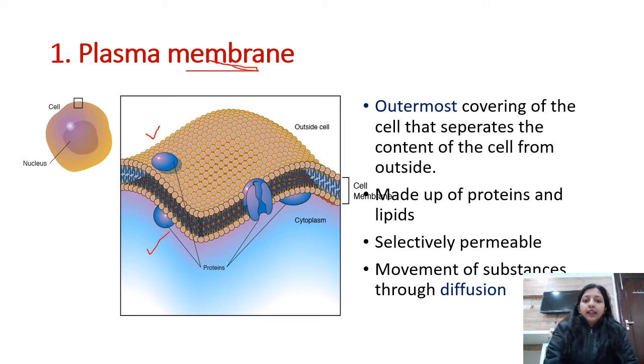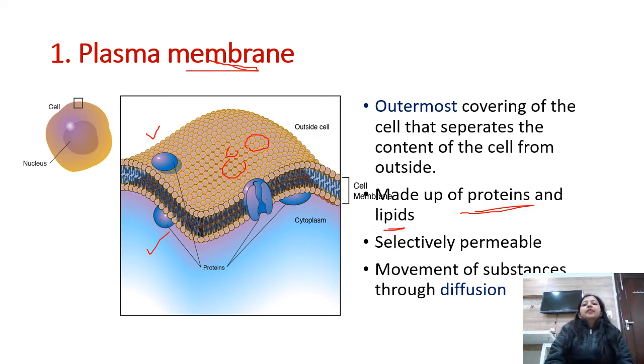As you can see in the diagram, there are brown bubbles. These are actually the lipids which are forming a sheath. And in this, you can observe some blue bubbles. These blue bubbles are actually the proteins which are embedded into the lipid layer. So you can say the plasma membrane is made up of proteins and lipids.